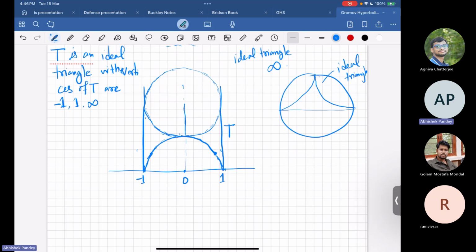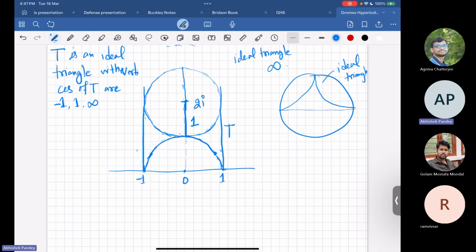Fine. So we need to find out the Euclidean center and radius, and what would be the hyperbolic radius. Basically the Euclidean center will be 2i, and the radius of this will be 1. So this will be the biggest circle we can fit inside this one.